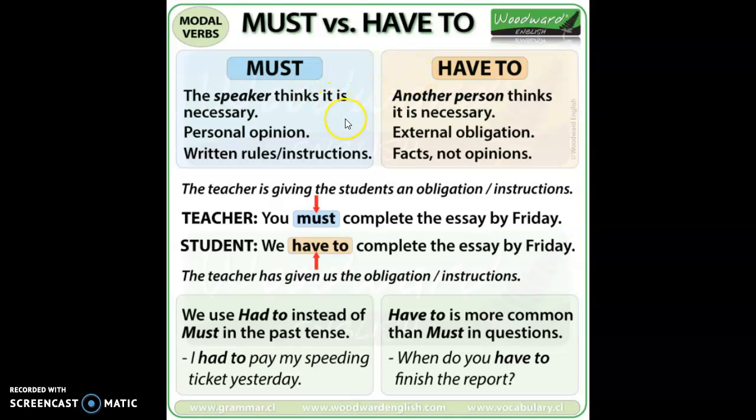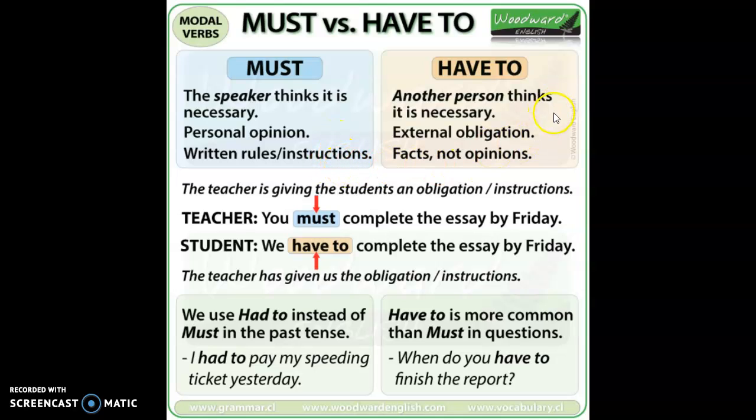differences, but important ones. Must, well, you use it when the speaker thinks something is necessary. It's more like a personal opinion or an internal obligation. And it is also used, or you can find it in written rules or instructions. We're going to see some examples of this.